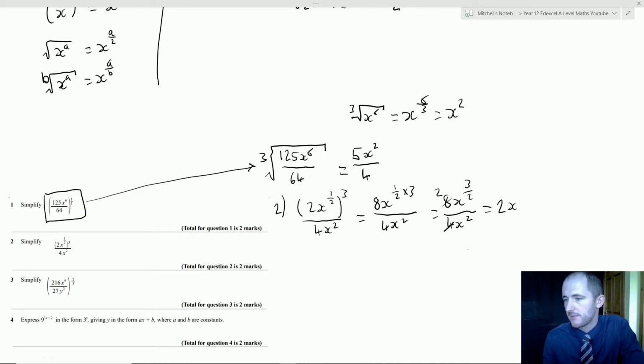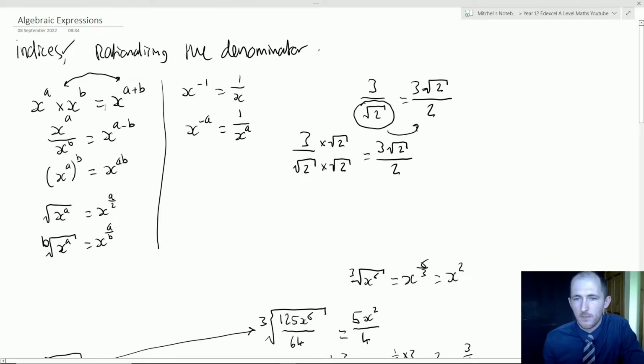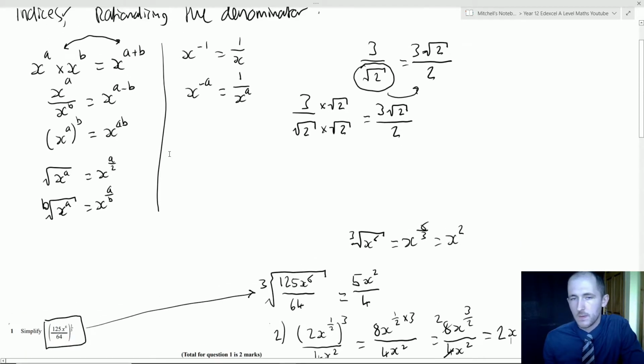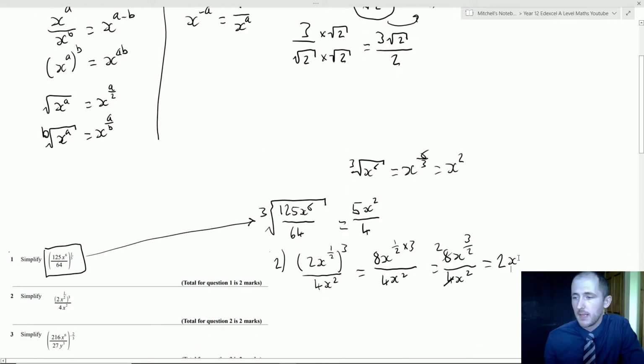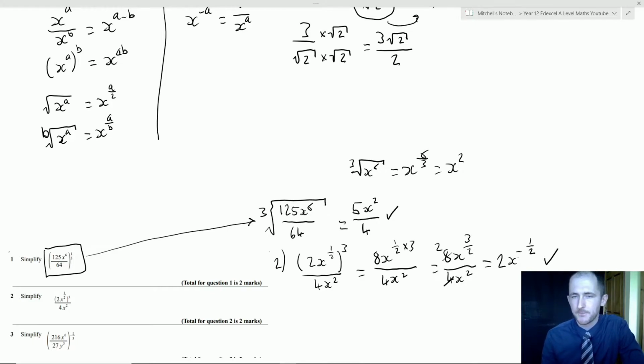And then what happens when we divide x's again? Well, if we look back up here, a in this case is 3 over 2. b is 2. So we can just subtract them. Now 3 over 2 is 1.5, minus 2 is negative 0.5, which is minus a half. And that will be our fully simplified expression. Okay, so that's our answer here. So far, so good. I don't see any questions, so we can move swiftly on to the next one.